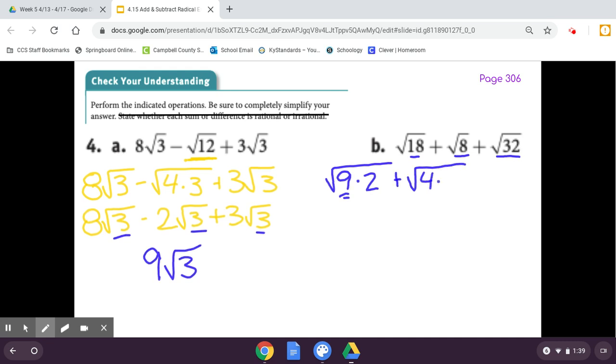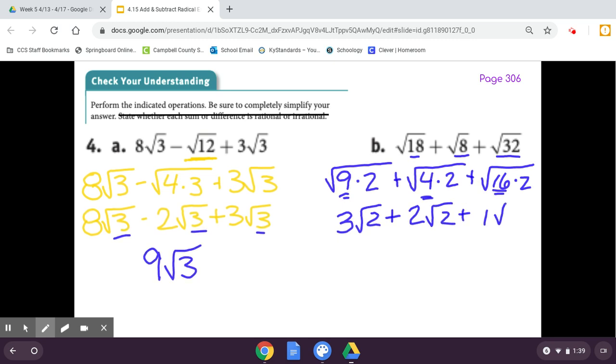Plus the square root of 4 times 2, 4 being our perfect square, plus the square root of 16 times 2, 16 being our perfect square. So all of these radicals are the same: this is 3 radical 2 plus 2 radical 2 plus 4 radical 2. Since they all have the same number underneath the radical, we can add these together. So we have 3 of them plus 2 of them plus 4 of them, giving us 9 square root of 2.